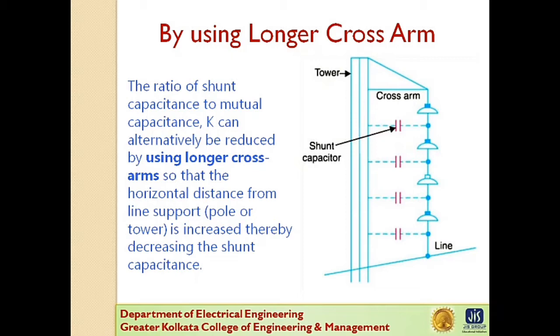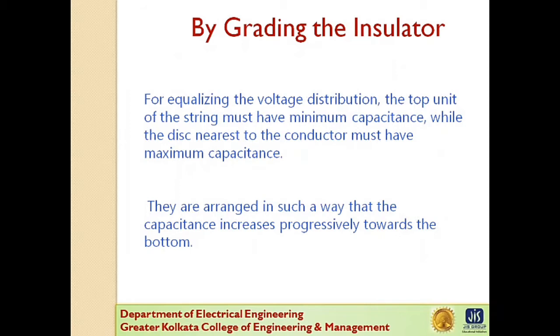The value of K can be decreased by reducing the shunt capacitance. In order to reduce the shunt capacitance, the distance of the conductor from the tower must be increased. So a longer crossarm is used, but the limitations of cost and strength of the tower do not allow the use of a very long crossarm. In practice, the value of K is equal to 0.01.